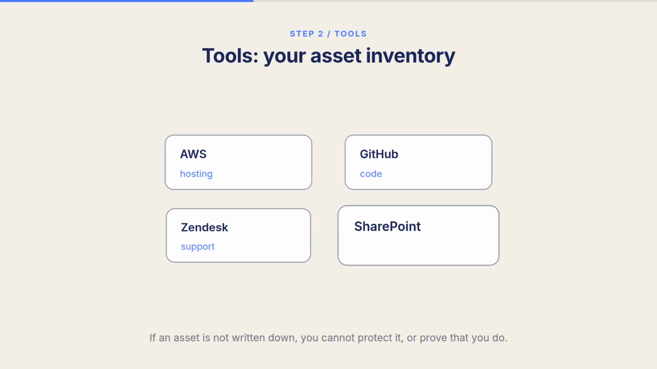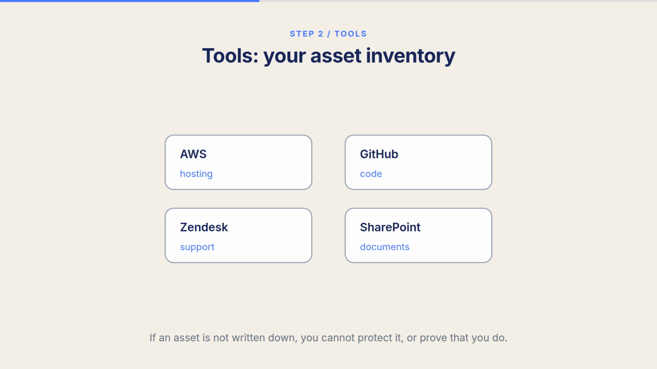Next, your tools, the systems your in-scope work runs on. Acme uses AWS to host the platform and store data, GitHub for the code, Zendesk for support, and SharePoint for documents. Know what each one is for. The rule is simple. If an asset is not written down, you cannot protect it or prove that you do.